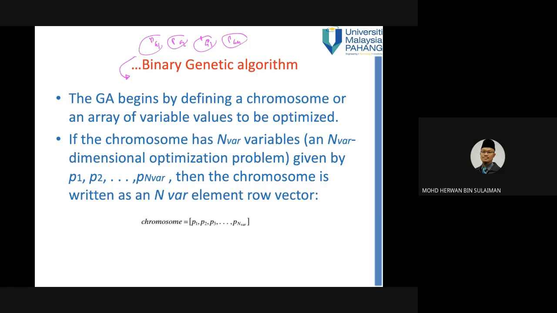So the GA begins by defining the chromosome. The chromosome has n variables. Let's say we have P1, P2, P3, and P4. This is your chromosome for population number 1. Let's say we have 20 chromosomes, so we have 20 populations.